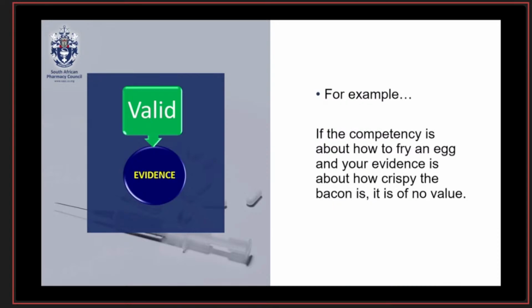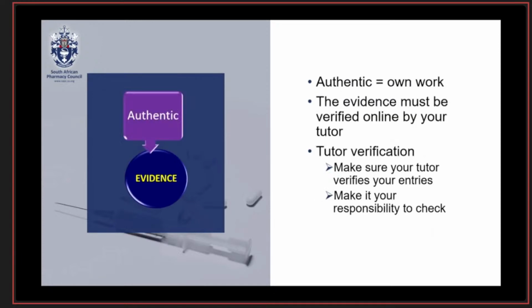So an example there, if the competency standard is about how to fry an egg and your evidence shows how crispy your bacon is, it has no value. So the evidence should be related to the competency standard. For example, if you include a prescription as evidence, but your activity is about pharmacist-initiated therapy, it will not be successful because there is no prescription that should be included in pharmacist-initiated therapy. So you can see the evidence should be valid and related to the activity that you have selected.